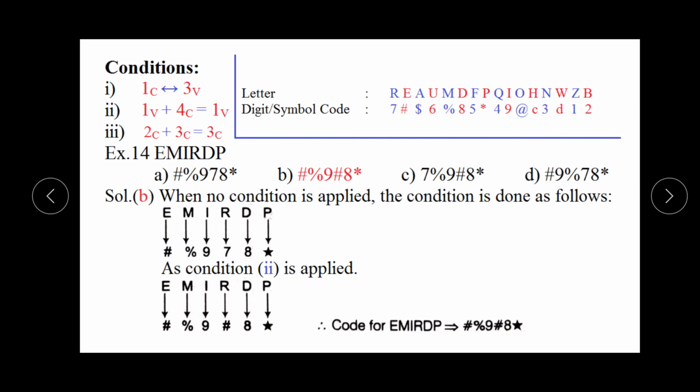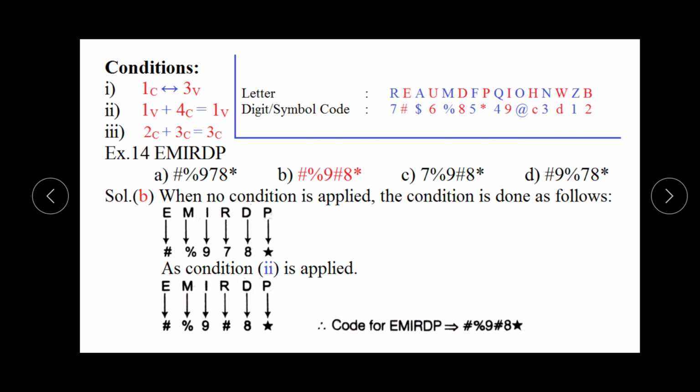This is the third question of this type and the 14th example of complete coding decoding. Here the word given is EMIRDP. So here we will check the conditions. We will check the first condition. At the first position there is a consonant? No, there is no consonant at the first position. In the second condition it is given that at the first there is a vowel, yes there is a vowel, and at the fourth position there is a consonant, yes it is a consonant. It means at both these places there will be the code for the vowel.